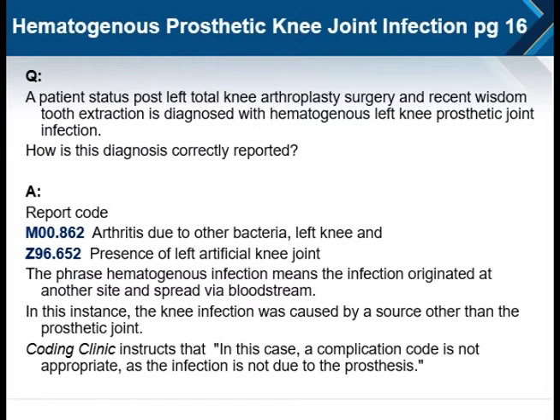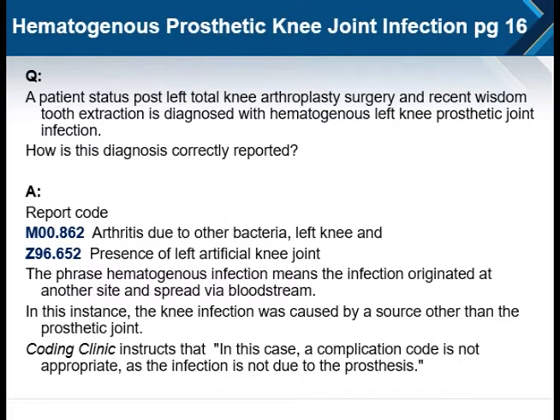How is this diagnosis correctly reported? In answer, Coding Clinic instructs us to report M00.862, which is arthritis due to other bacteria of the left knee, and Z96.652, presence of left artificial knee joint.